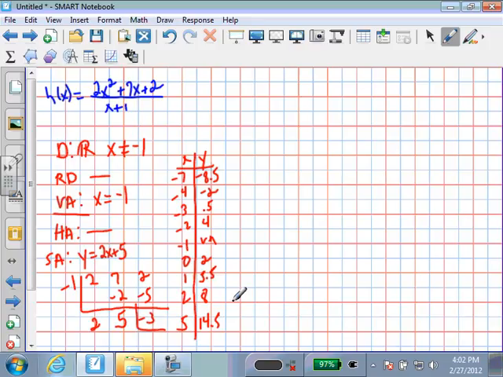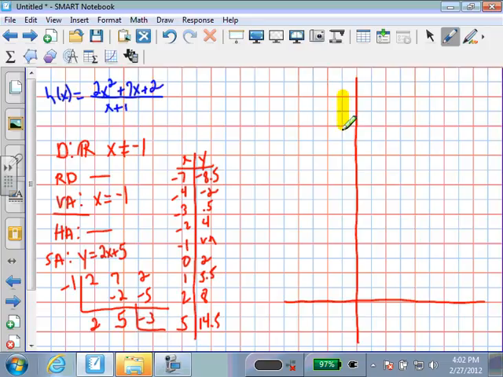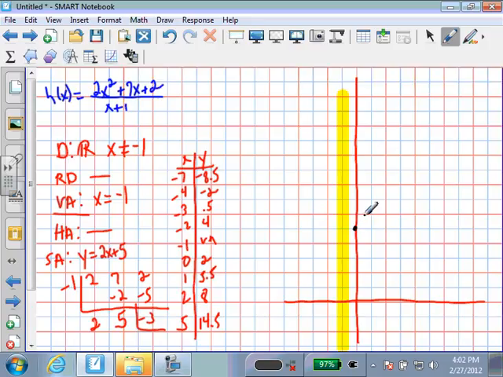So I need some up and some down. Let's see, 2, 4, 6, 8, 10, 12, 14. So let's start here. Okay. So my vertical asymptote is at -1. And just let me put a few points down. My slant asymptote crosses at 2, 4, 5 with a slope of 2.